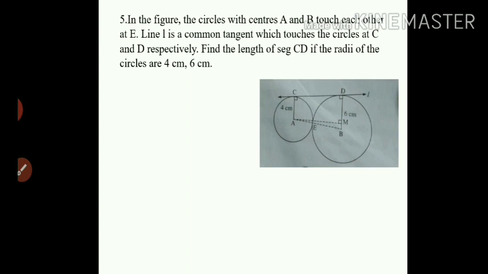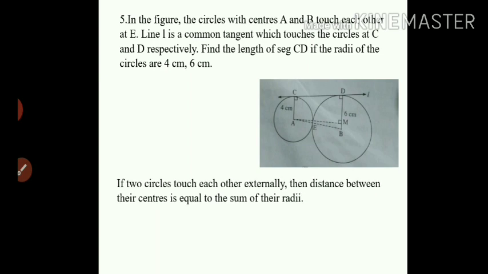Find the length of CD if the radii of the circles are 4 and 6 centimeter. Radii of the circles means AC is 4 and DB is 6. Now we know if two circles touch each other externally, then the distance between their centers is equal to the sum of the radii. So the total length of AB will be AE plus EB, means 4 plus 6 will be 10 centimeter.